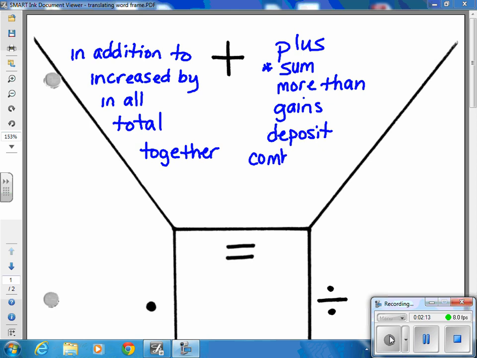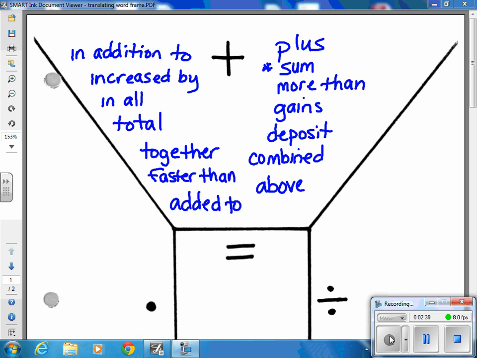Combined, this is taking you back to when we are combining like terms, we are adding them together. Okay. Above, if something is above 0, it's going to be in the positive area versus below 0. Faster than. And some of these later ones that I'm adding are not going to be as popular, but if they show up, this is exactly what they mean. And then the phrase added to. And I'm sure there's some others that you could probably come up with that would fit in here, but these are the most popular ones and the ones that you're going to see the most in this class. So that's why I'm stressing these ones the most.